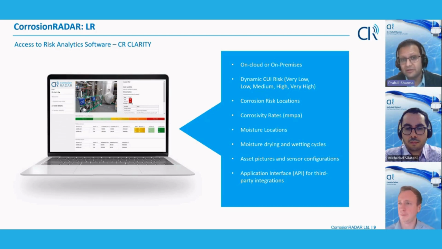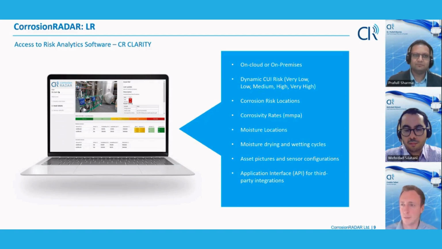Also, it reports corrosivity rates under the insulation and moisture locations and their history and wetting cycles. It can also be connected to third-party applications, and if the data needs to be transmitted to a third-party dashboard like RBI software or corrosion management dashboards, this can do that. So we are announcing this today, and happy to release this in the market.